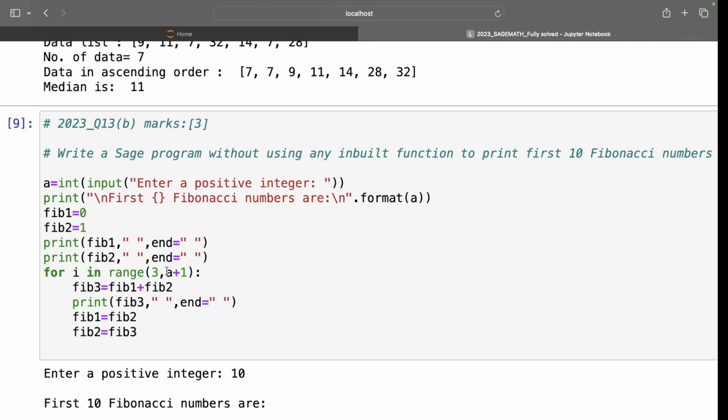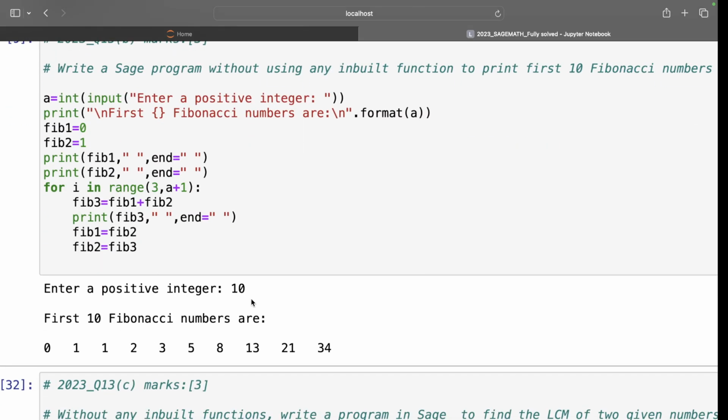So here i starts from 3 and goes up to a, here 10, so up to 10 plus 1, actually 11, so i runs from 3 to 10. The third term Fib3 is Fib1 plus Fib2. Print Fib3, and now we redefine Fib1 equal to Fib2 and Fib2 equal to the new value Fib3, and the for loop continues. So this is the entered positive integer 10, and the first 10 Fibonacci numbers are these.